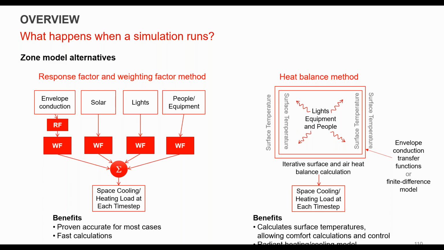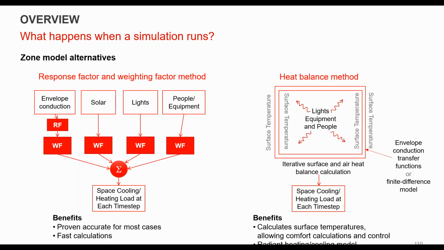Heat balance on the other side is looking at a general heat gain, and it's a heat balance where you're actually balancing the temperature of each of the surfaces inside, and it's doing an iterative surface and air heat balance, right? So the difference is that you can deal with surface temperatures. You're also accounting for radiant heat transfer in this case. So it's similar. You end up with a similar result. You're getting an effective load at the end of each time step.